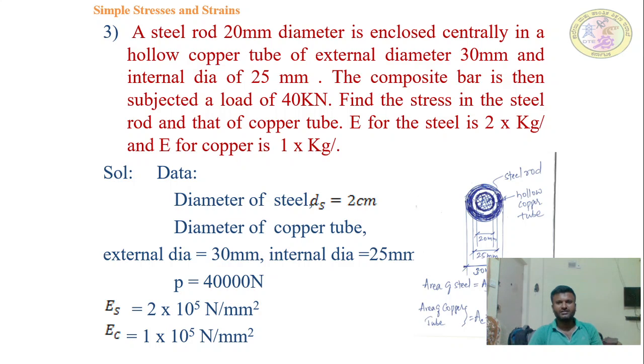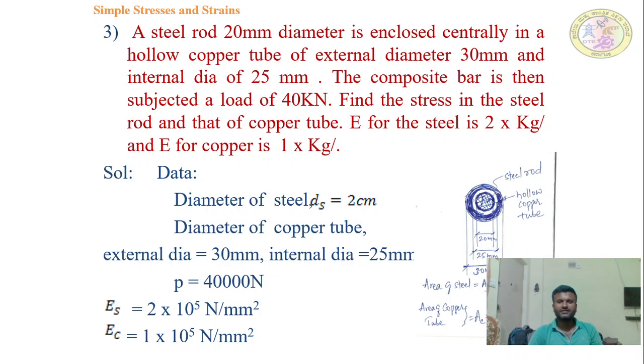E for the steel is 2 into 10 to the power 6 kg per centimeter square and E for the copper is 1 into 10 to the power 6 kg per centimeter square. Okay.